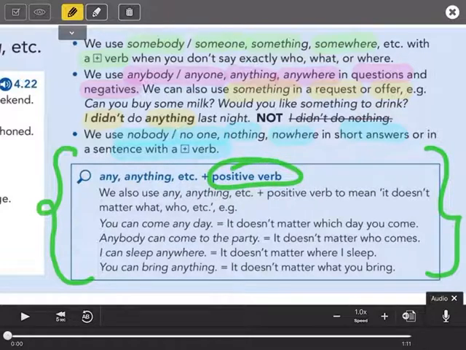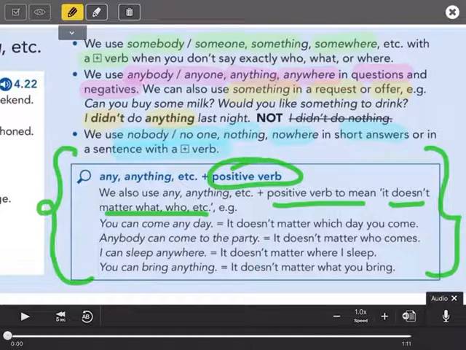No me estáis diciendo, bueno, a la pantalla supongo, pero sí, siempre he aprendido que el any va con negativos y interrogativos. Pues vamos a ver. We use any, anything, anybody, anyone, etc., plus a positive verb to mean it doesn't matter what, who, etc.